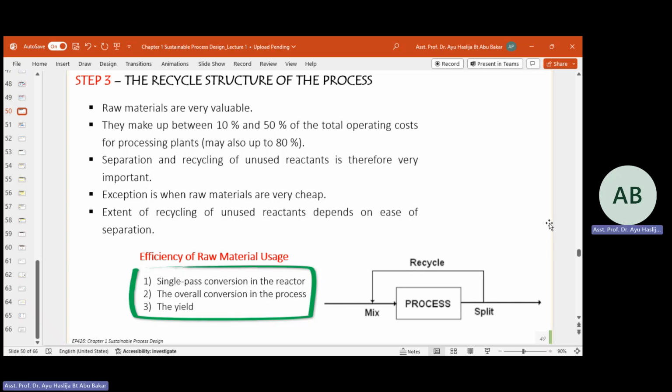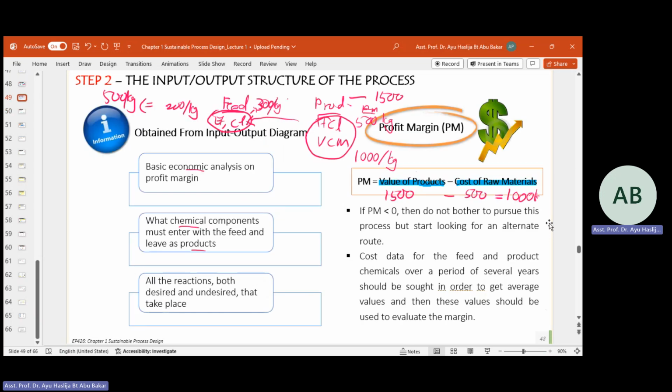Okay, now we start. We continue on step 3. Yesterday we had done until step 2. Input-output structure of the process. What is step 1? We have 5 steps. We are done step 1, step 2. Step 1, still remember what is it?